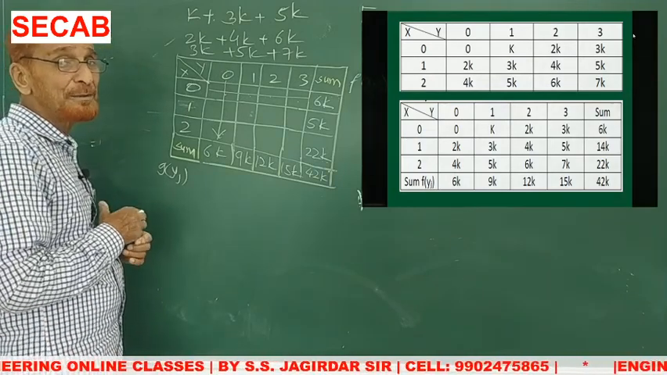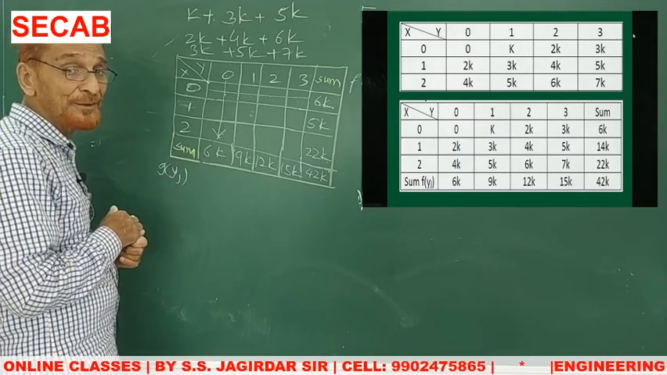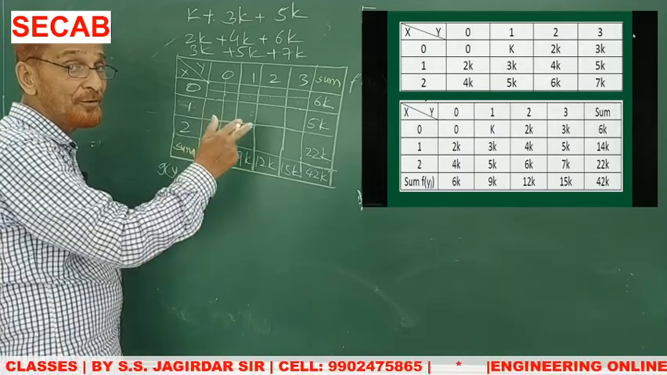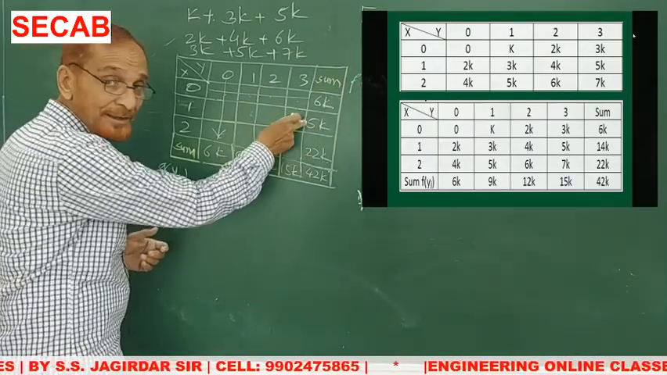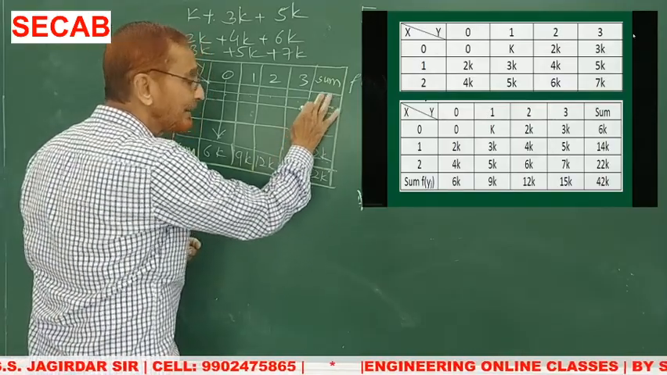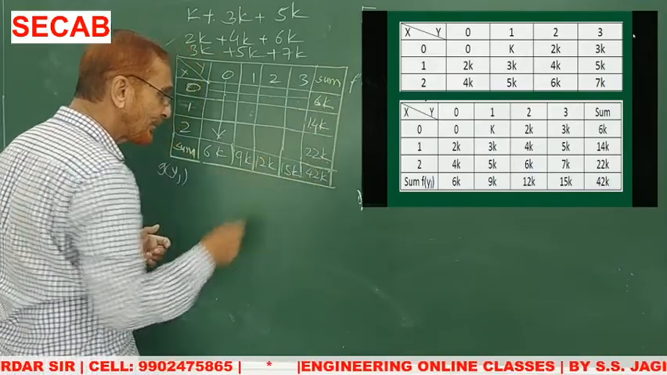k plus 2k plus 3k is 6k. 2k plus 3k plus 4k plus 5k is 14k. 4k along the row I am taking: 4k plus 5k plus 6k plus 7k is 22k. So this is 14k. Sorry, I have made a mistake. And 6k is correct. And when you add all these, you will get 42k.